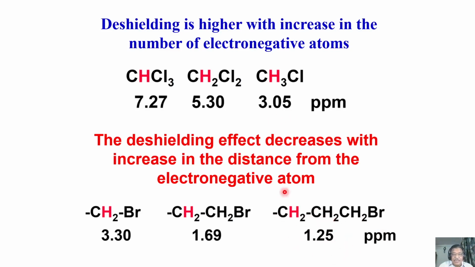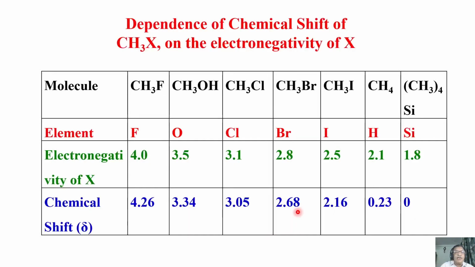See the difference. Just by lengthening the substitution, the effect of the electronegative atom keeps reducing as you go far and far away from the proton you are observing. That is an important point you must remember. Okay. Now the dependence of chemical shift of the CH3 group, CH3X, on the electronegativity. I'll tell you how beautifully the effect of electronegativity is seen in another example.